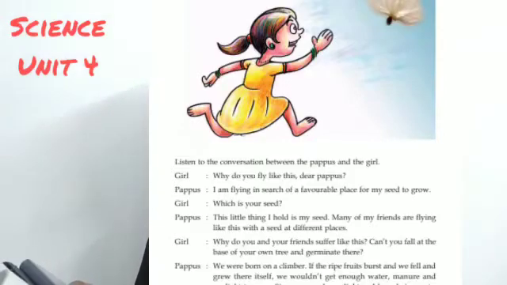Yes. Pappus: We are born on a climber. If the ripe fruits burst and we fall and grow there itself, we could not get enough water, manure and sunlight to grow. Since our seeds are light and have hairy parts, we can fly freely in air. Many plants adopt various tricks like this to disperse their seeds to distant places.